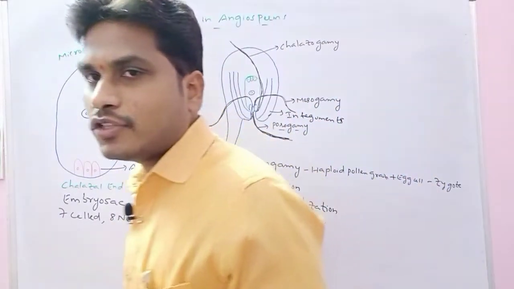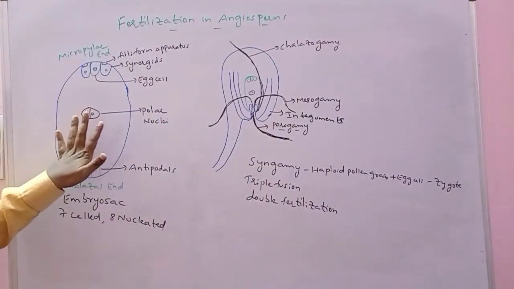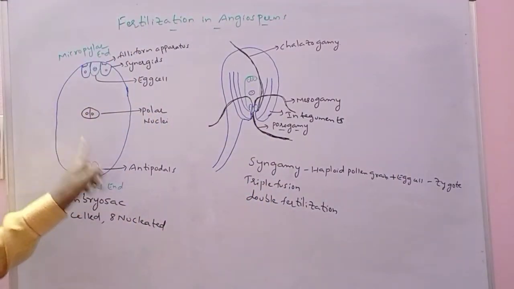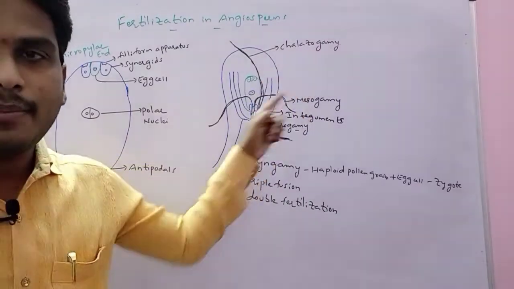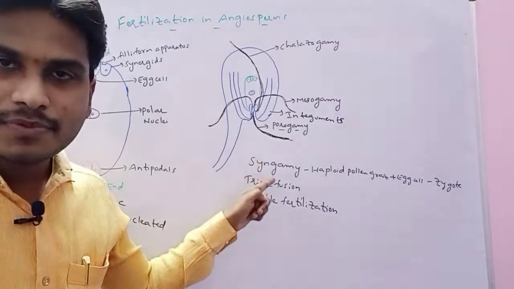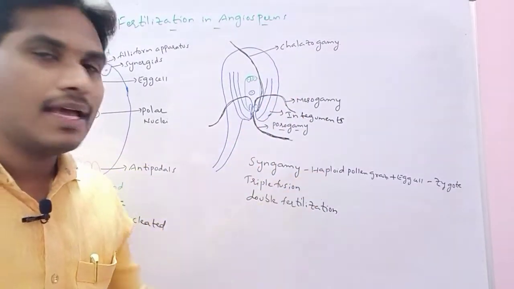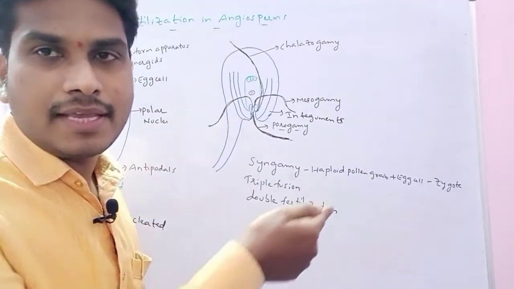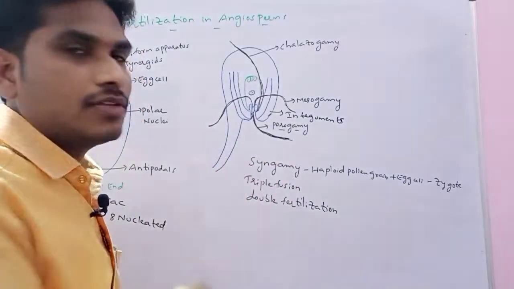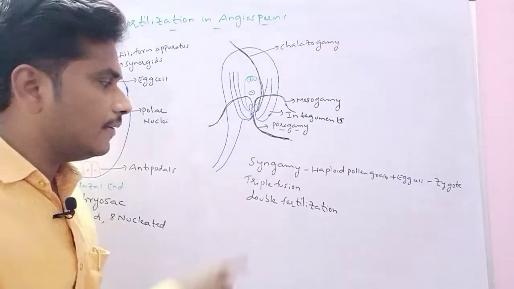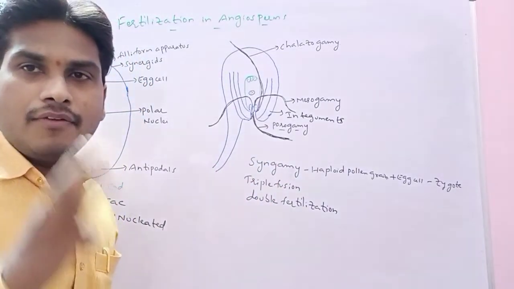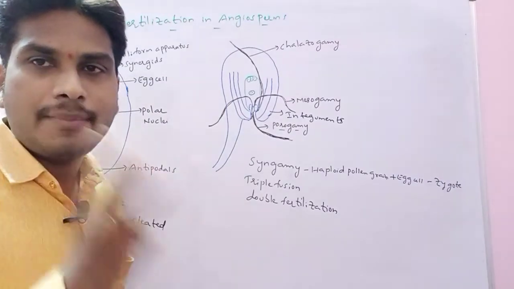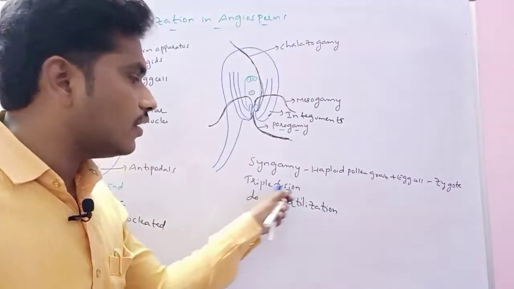In fertilization in angiosperms, first we have to explain the structure of the embryo sac and how it is formed, then chalazogamy, porogamy, and mesogamy, and the three main steps. Syngamy: the haploid male gamete fusing with the egg cell leads to the formation of the zygote. And triple fusion is where three haploid gametes are fused.